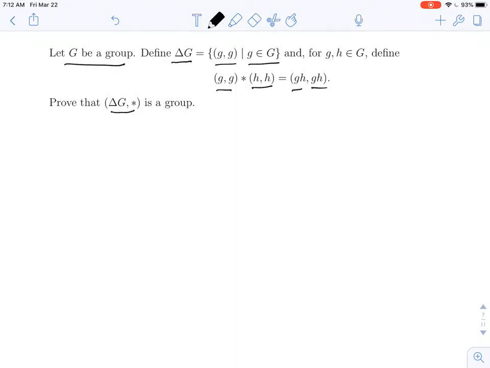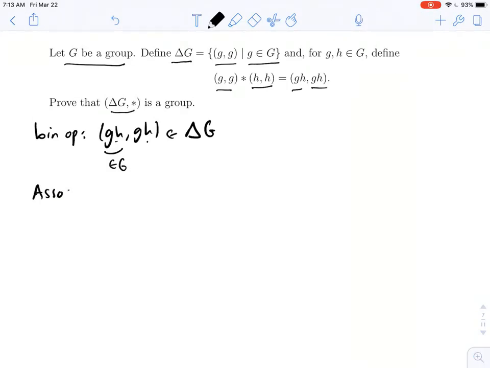So first thing, it's certainly a binary operation, right? Is this a binary op? Sure, right? This gh is still an element of delta G. Why? Well, G is closed under products, so we know that that's in G. And then we also see we get the exact same element in each component, again because G has a binary operation, which means the product is a function. Okay, so we're good there.